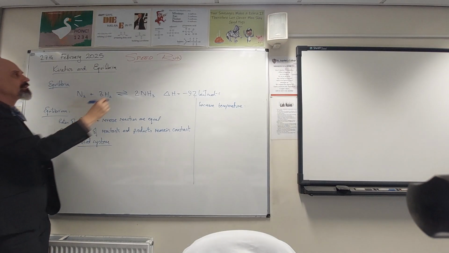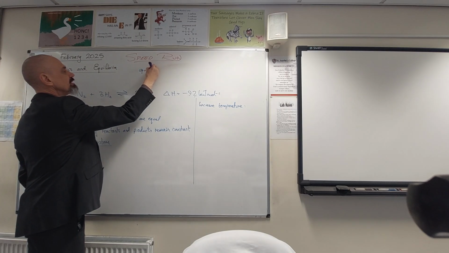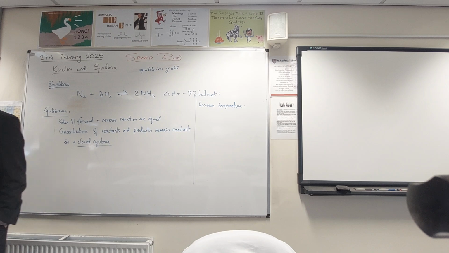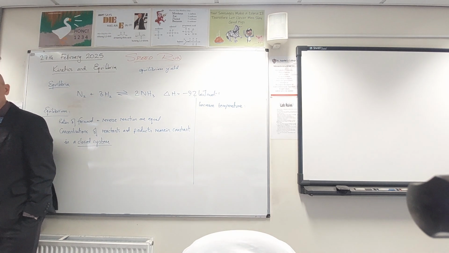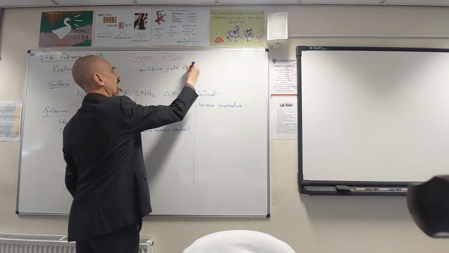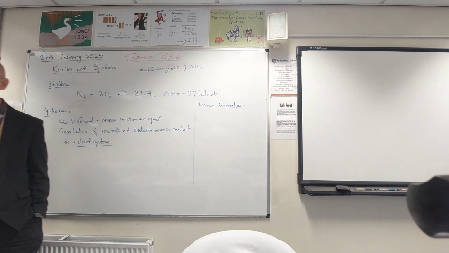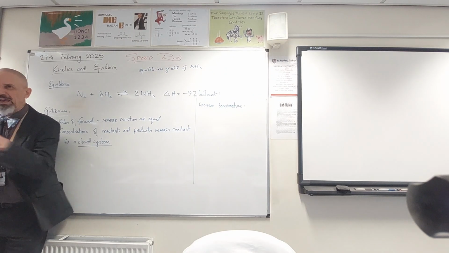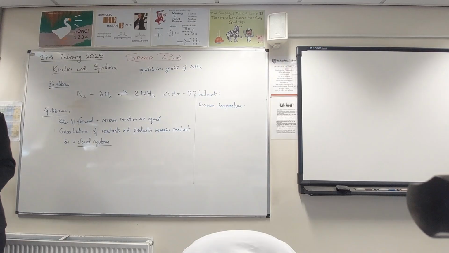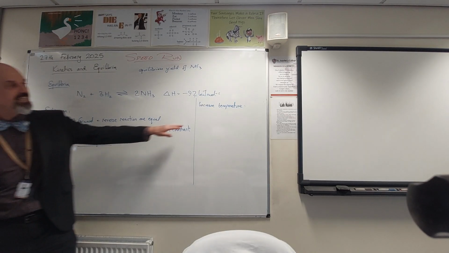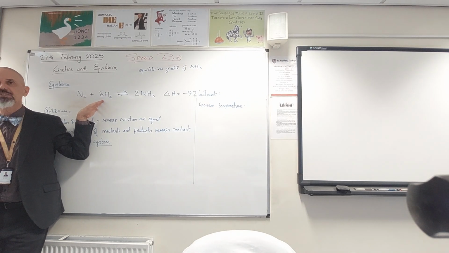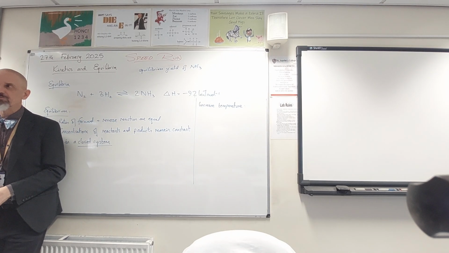Or we can talk about the equilibrium yield, which is, well, you know about yield. It's the percentage of the mixture which is product. So we could have the equilibrium yield of ammonia, meaning what percentage of that mixture is ammonia? Is it 90%? Is it 10%? How much ammonia is there? So what's the effect of increasing temperature on the equilibrium yield of ammonia in this reaction?